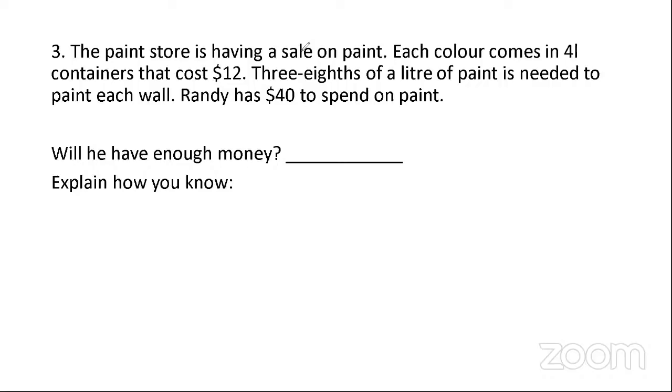All right, so persons are saying he has enough, but persons are saying he doesn't. So let me see what justification some of you have. Kimoni Harris says no because he painted four walls and each wall is $12 and he only has $40. All right, so I'm seeing that. Sky says no, he doesn't have enough money because when you add 12 four times, you get 48. You can also multiply 12 by 4 to get your answer.